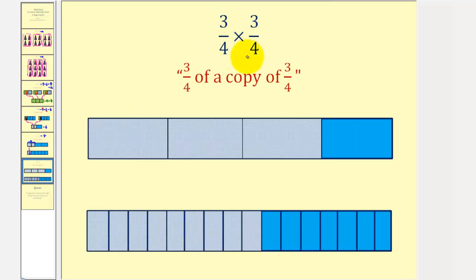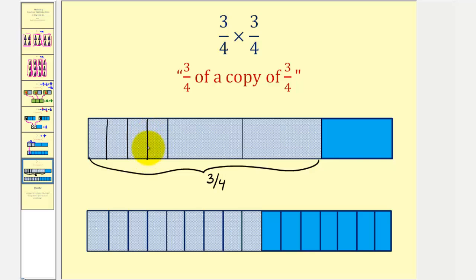Here we have 3/4 times 3/4. Again, what's happening here is that we want 3/4 of a copy of 3/4. So again, if this big rectangle here represents 1 whole unit, then this here would be 3/4. But we want 3/4 of a copy of 3/4, which means we want 3/4 of this region here. So because we want 3/4 of this, and it's already divided into 3 equal pieces, we'll divide each smaller piece into 4 smaller pieces. So we would divide it here, and then in half again.